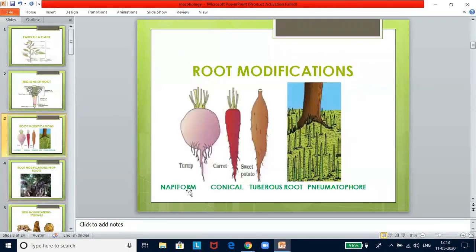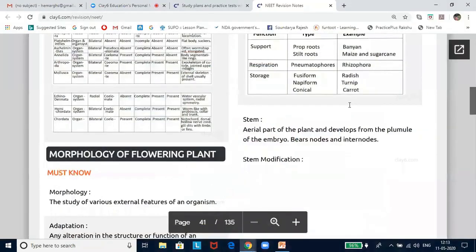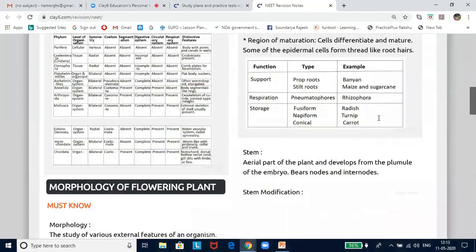One thing they can ask you is napiform, conical, tuberous roots or fusiform. They can ask you with diagrams and ask you to identify the names. That is what they are going to ask. They will not ask you to identify turnip, carrot, sweet potato or radish, but definitely they will ask you the name of the modification. So make a note of it. Fusiform is in radish, napiform in turnip, conical in carrot, tuberous roots in sweet potato. Now let us get to the next part, the stem.